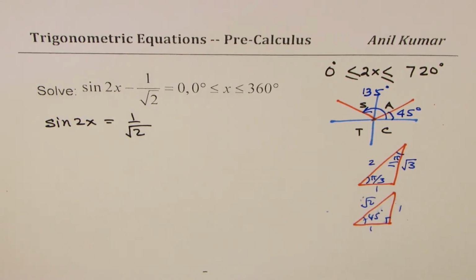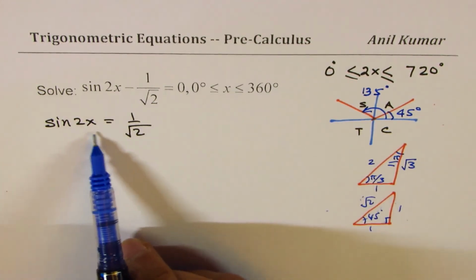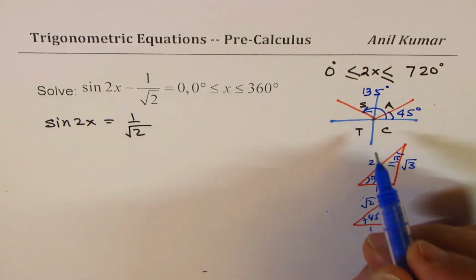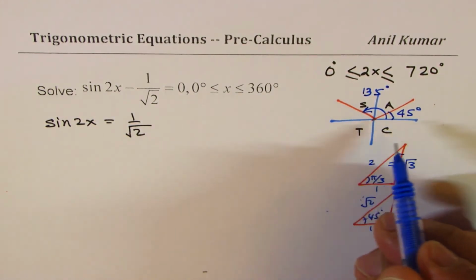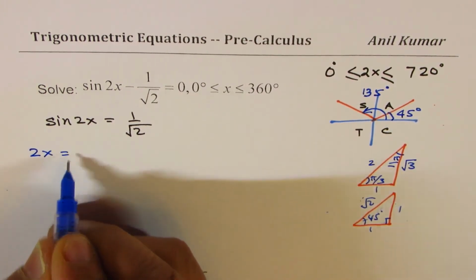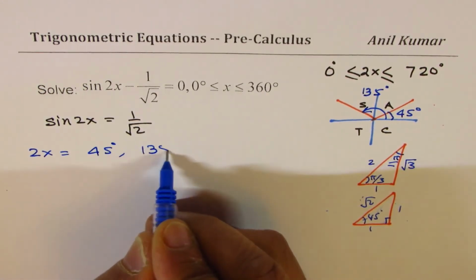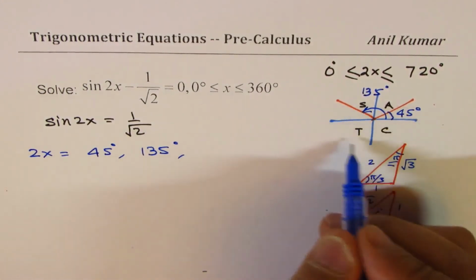So these are the two solutions which you get in 0 to 360. However, here we have 2x. So we should go one full circle extra, right? So we'll add 360 to these. So we get 2x as equal to 45 degrees, 135 degrees, and we'll add 360 to them, right?